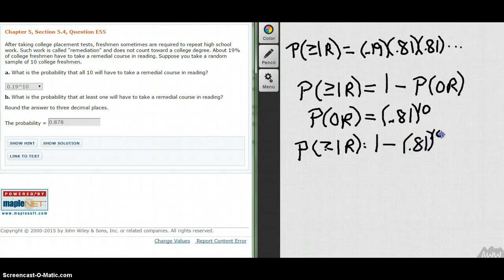If you are typing this on a calculator, you'll want to do it one of two ways. Either do 1 minus and then make sure you get the parentheses in there so that you're not doing 1 minus 8.1 to the 10th power. That's what our answer was for part A. That's a totally different answer. Somehow you need to make sure that this 0.81 is getting raised to the 10th power. You could even put this in first, save that answer, and then take 1 minus that answer. That would be a safe way if you weren't confident about using the parentheses. But this right here should give you 0.878, or of course your numbers are different.